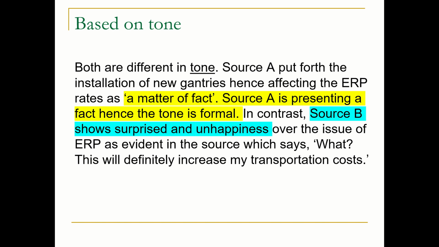In contrast, source B is a person's opinion, right? So this person is saying what? This will definitely increase my transportation costs. We know that this person is unhappy. There's a surprised tone, there's a critical tone, there's an element of unhappiness. So because there are differences in tone, we say that both are different in tone. Notice how in my answer, I'm identifying the differences and I'm also explaining the differences as well.